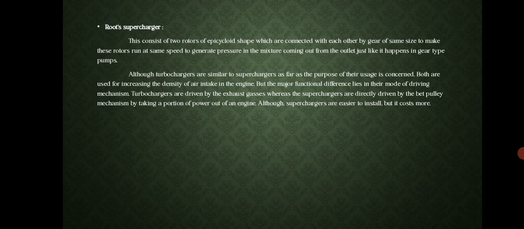So in this video we have seen about the valve, different types of valves, turbocharger and superchargers, and different types of superchargers. Thank you.